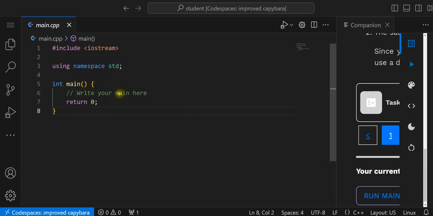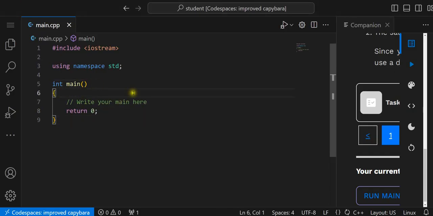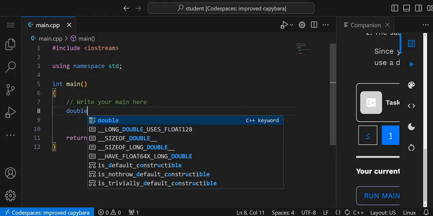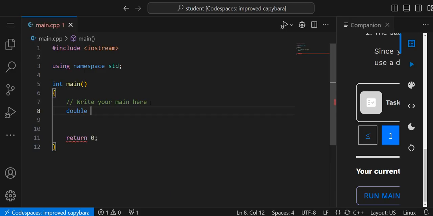All right, let's go ahead and get started. Let's do our cosmetics. You don't have to do that, but I do prefer to do that myself. So now, let's start with our variables. Let's go double, purchasing price.